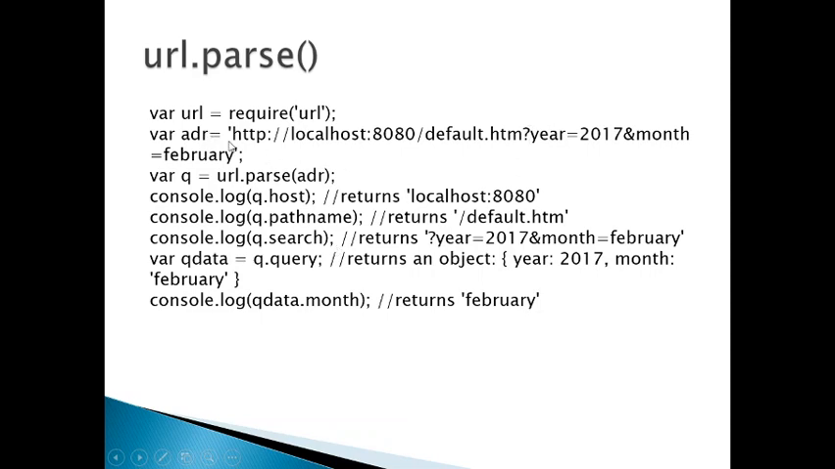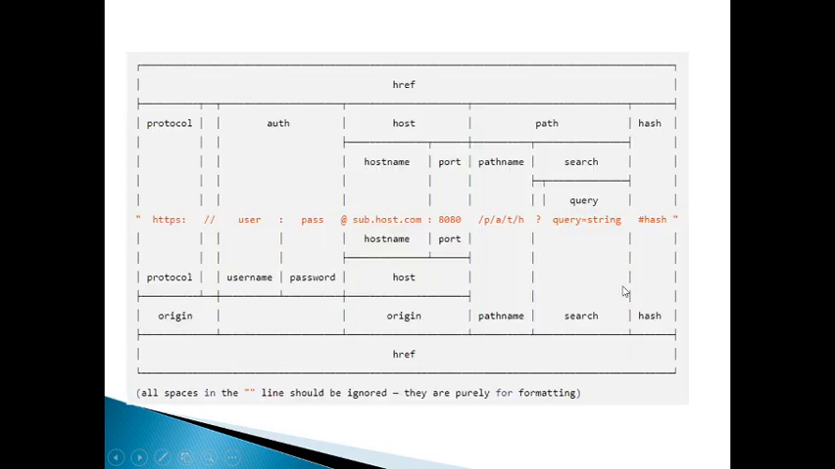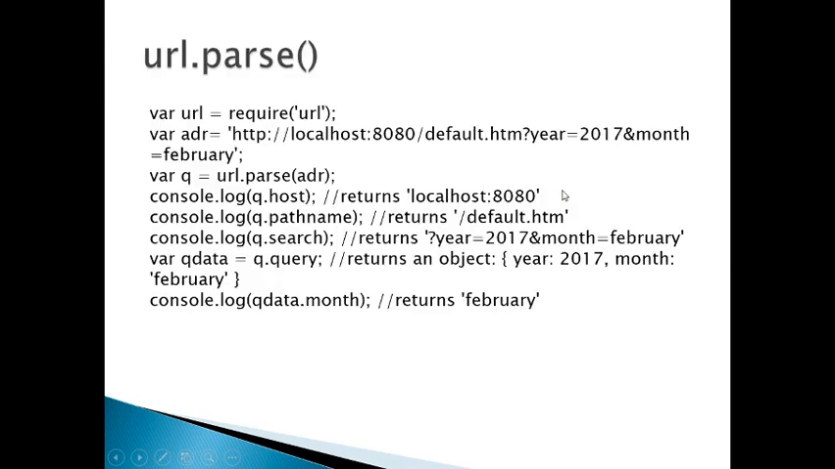Question mark to your February, end of February. Now I want to convert this into an object. What I will do, I will use q.query. You can see this is q search. I used q.query, and I am placing it into q.data. So alternatively, it will convert all these parameters into an object.